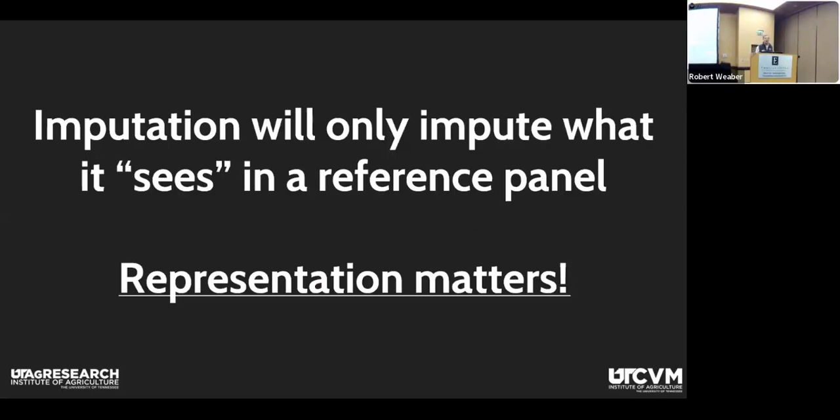Imputation, again, will only impute what it sees in a reference panel. And so representation really matters when we think about doing accurate imputation at the low pass or even at the chip level. And so the other thing too to keep in mind is that having more animals, more individuals in a reference panel, it's not going to hurt the imputation ever in our experience, right? But not having the right animal in a reference panel is what can damage our imputation when we look at animal.